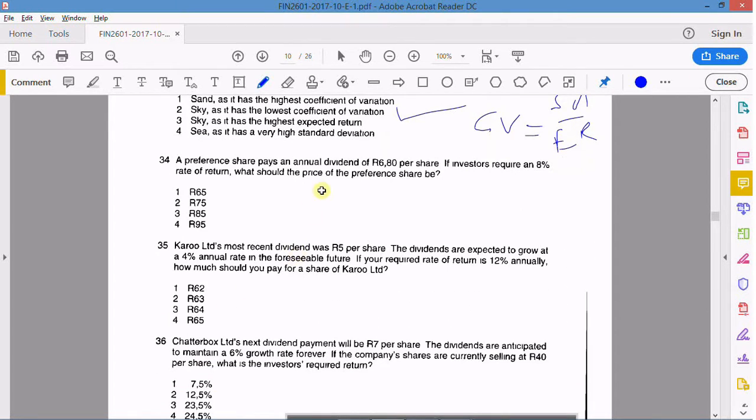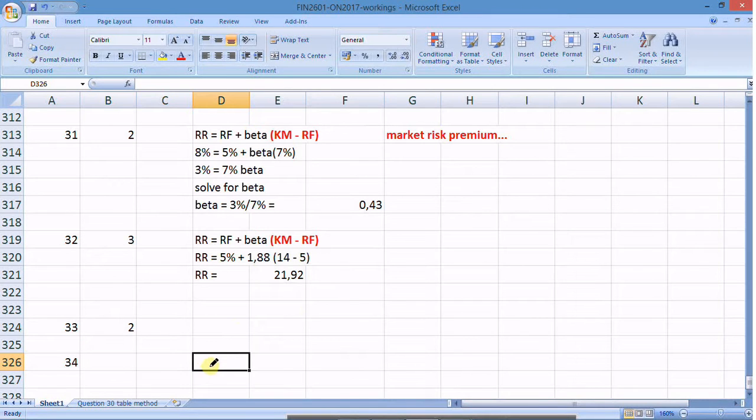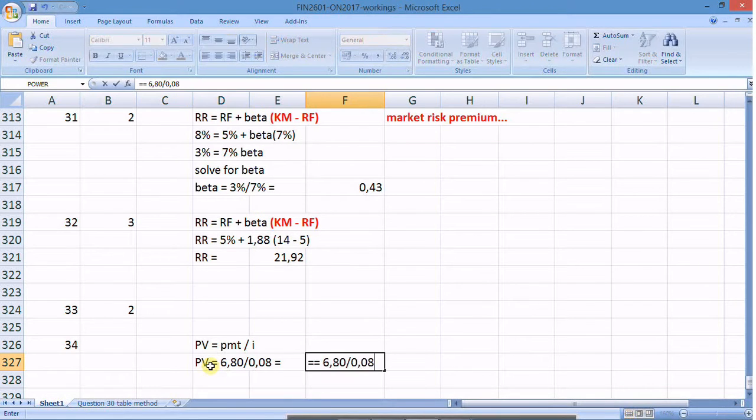Right, pref share pays the annual dividend of that per share. If investors require 8%, okay, that's PV equals div over I. It's like a perpetuity payment over I. So PV equals PMT divided by I. What is the payment? 6 rand 8, 6.8. Divided by, what is the rate? 0.08 equals. Yep. 3.